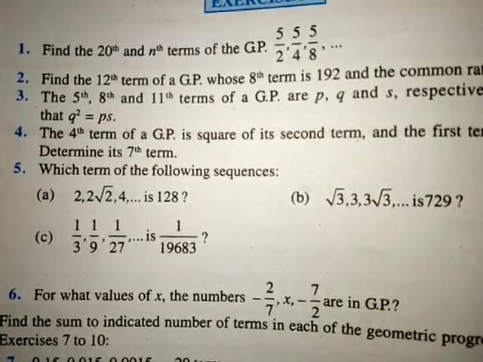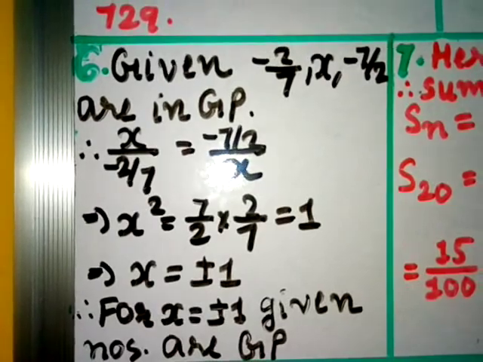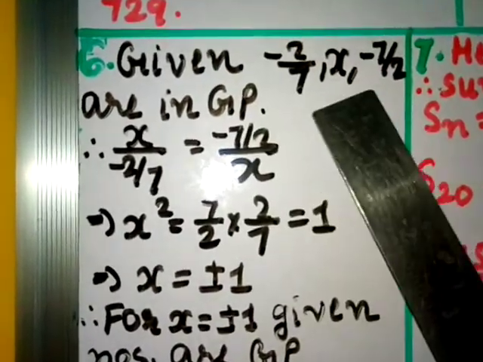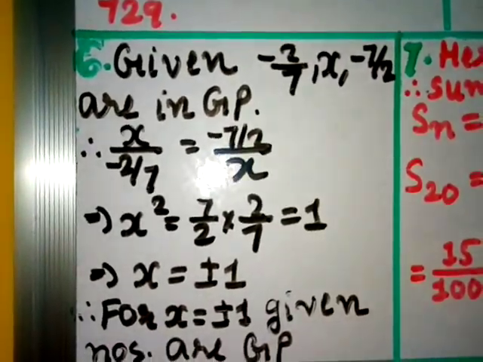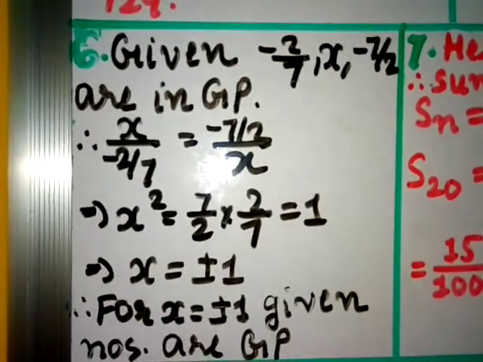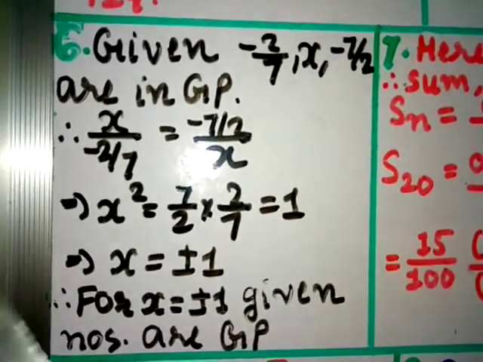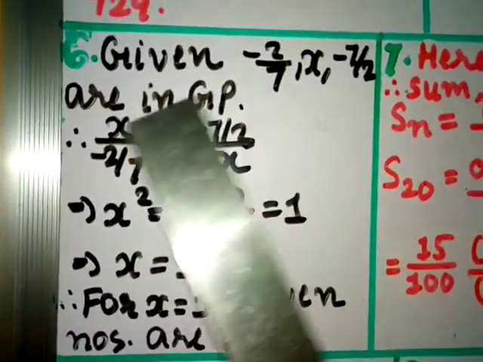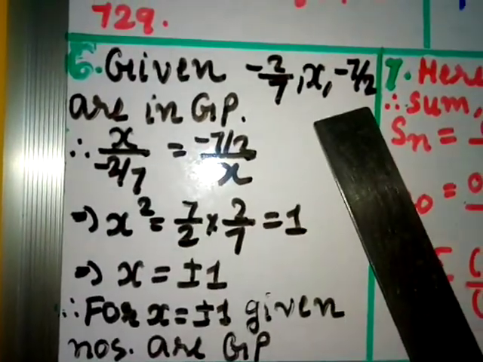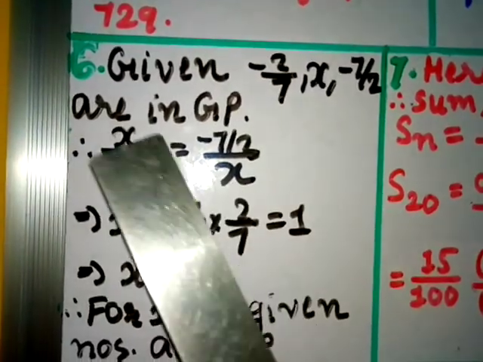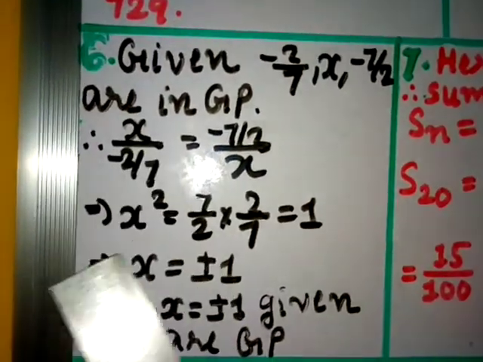Question number 6. For what values of x the numbers minus 2 by 7, x, minus 7 by 2 are in GP? So we are given here minus 2 by 7, x, minus 7 by 2. They are in GP. If they are in GP, that means the ratio is same. So we can take the ratio of the first two terms and the last two terms. So here the ratio will be x by minus 2 by 7 equal to minus 7 by 2 divided by x.